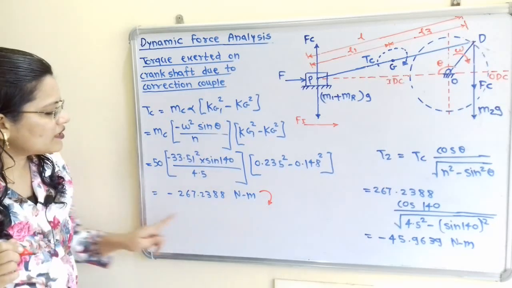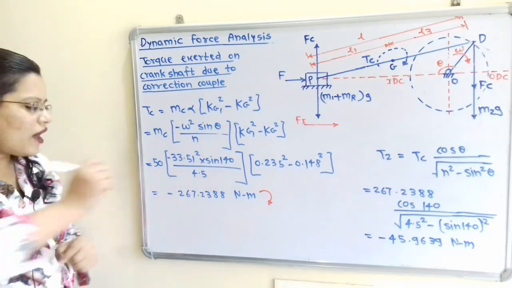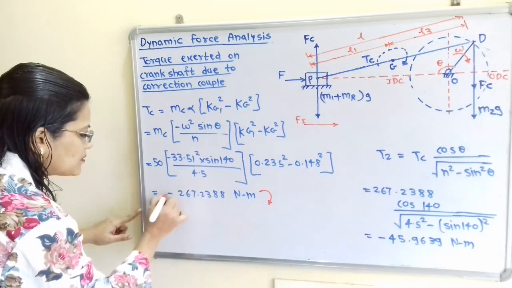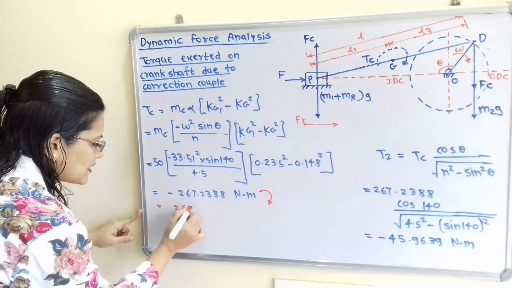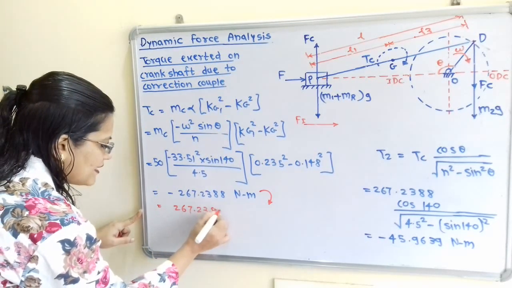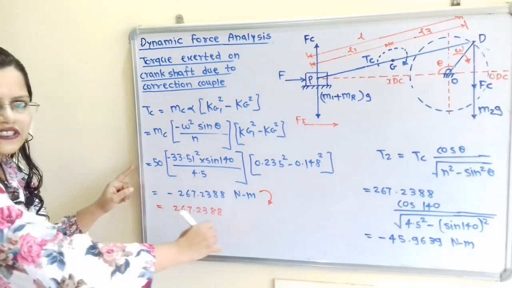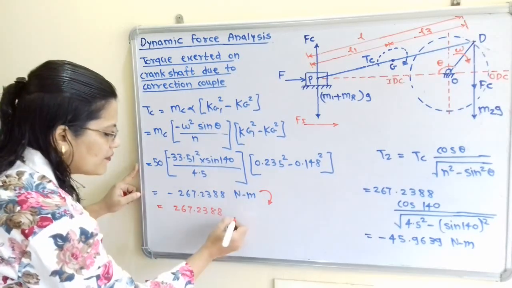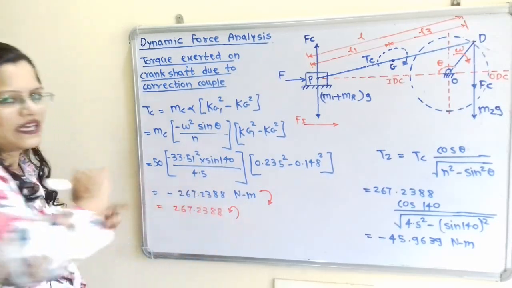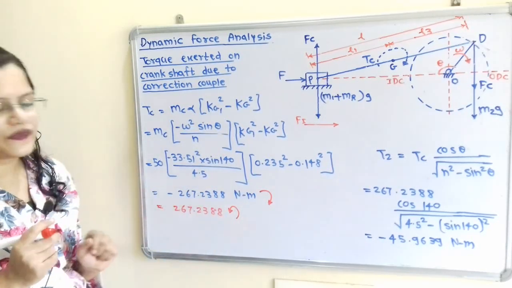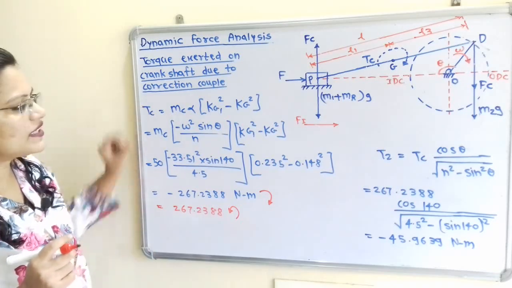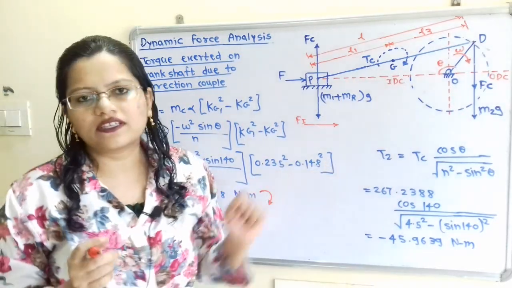Now we will convert this answer into positive. So how we will convert this? So instead of this minus, we will write here 267.2388. Now because of this plus sign, we have to change the direction. So direction we will show here the anti-clockwise direction. So for this answer. Now by using this value of Tc, we will calculate this torque T2.